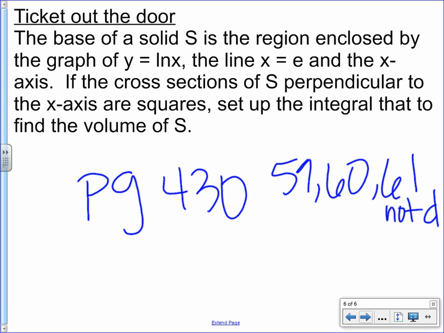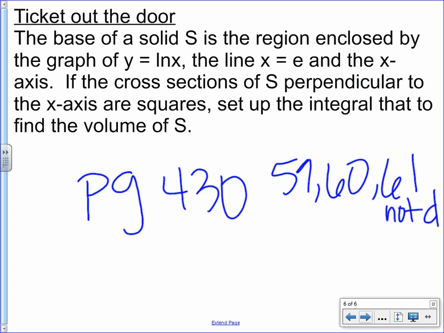Okay? So let's read it together. The base of a solid is the region enclosed by y equals natural log x, x equals e, and the x-axis. Our cross sections are perpendicular to the x-axis, and they are squares. Just set up the volume. Don't integrate, please. So I should see a picture and an integral. Well, I should see two pictures and an integral. Picture of the area, picture of the shape, picture of the integral.